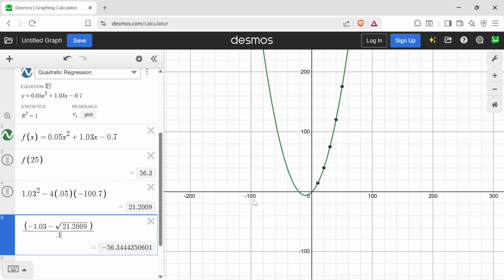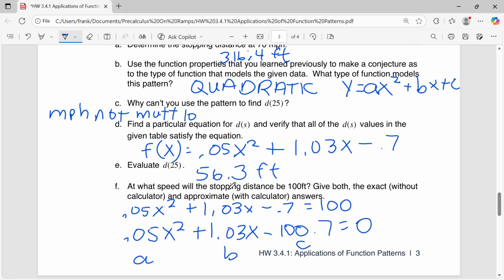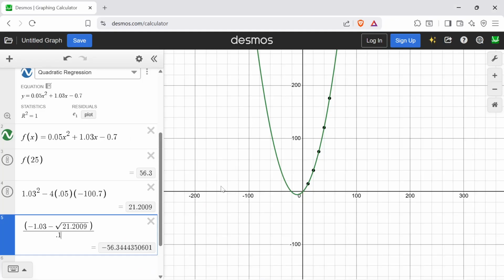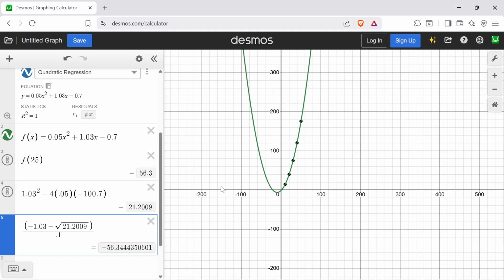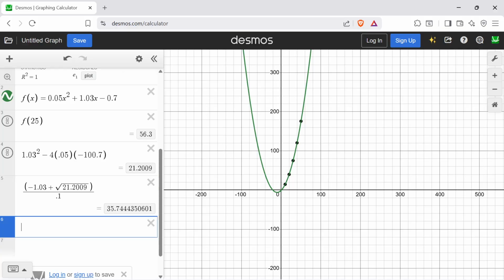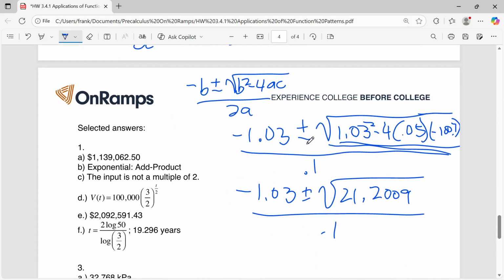Well, that doesn't mean 56 miles an hour backwards. It means the vehicle is going negative, which doesn't mean reverse. It's not a realistic value. So then I'll do the plus, and I get 35.744. So that's the approximate answer.